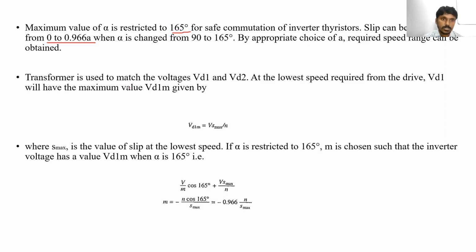The transformer is used to match the voltages VD1 and VD2 at the lowest speed required from the drive. VD1 will have the maximum value, and VD1M is given by VD1M equal to Vs maximum upon N. Remember this equation, where S maximum is the value of the slip at the lowest speed. S maximum is nothing but the slip of the induction motor at the lowest speed.